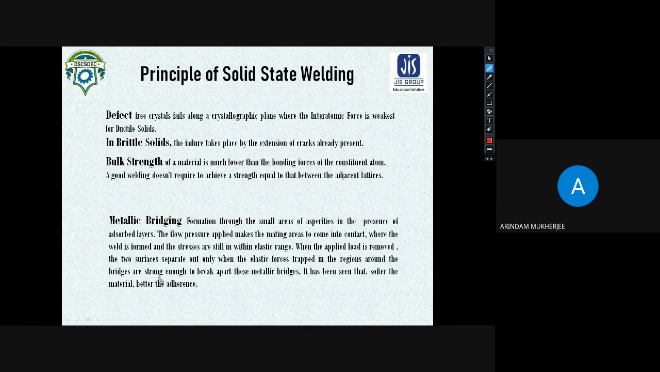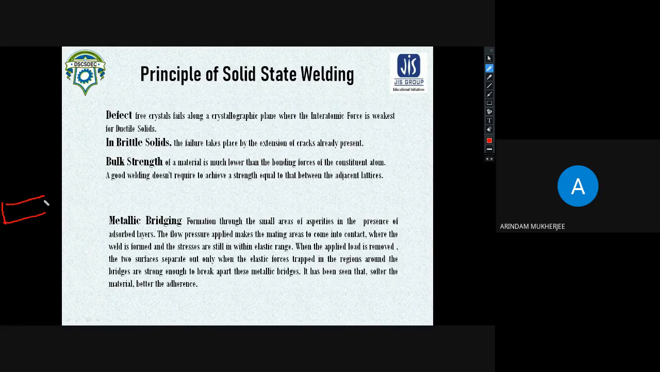Metallic bridging formation occurs through the small areas of asperities, meaning where there are some defects, where there are some adsorbed materials, in the presence of adsorbed layers. As I have already told you, pressure is absolutely necessary for solid state welding. The flow pressure which is applied makes the mating areas come into very close contact, where the weld is formed.